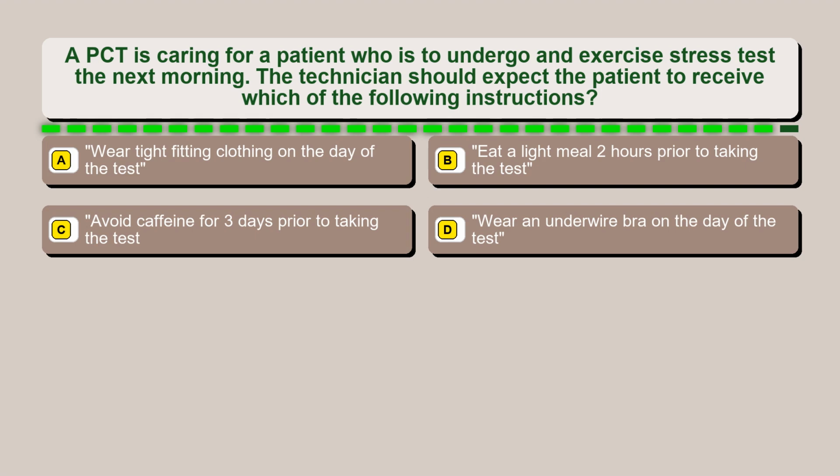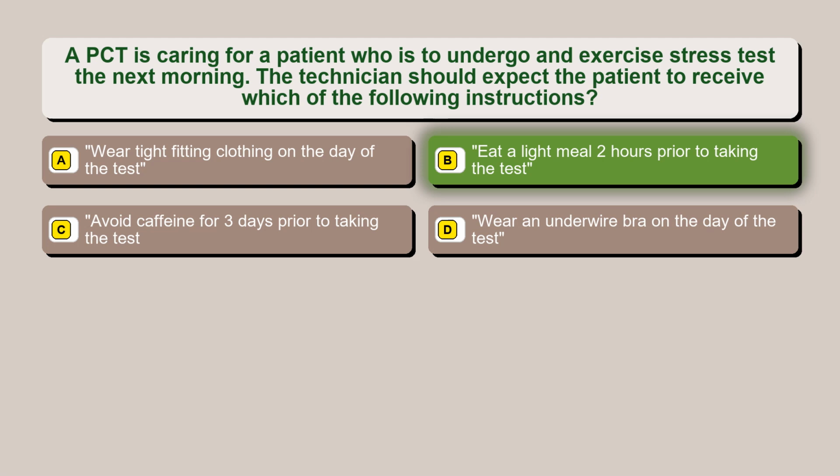Question 29. A PCT is caring for a patient who is to undergo an exercise stress test the next morning. The technician should expect the patient to receive which of the following instructions? Option A, wear tight-fitting clothing on the day of the test. Option B, eat a light meal 2 hours prior to taking the test. Option C, avoid caffeine for 3 days prior to taking the test. Option D, wear an underwire bra on the day of the test.